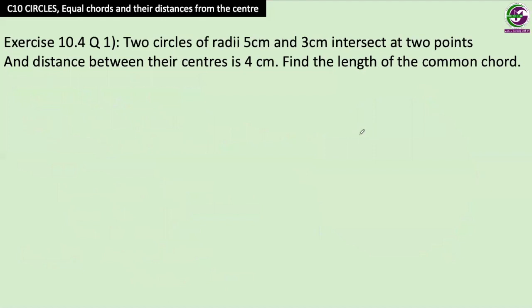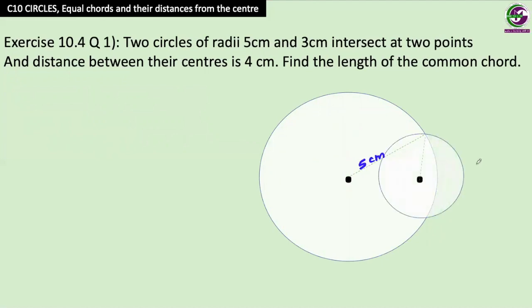Moving on to the exercise, question 1. Two circles of radii 5 cm and 3 cm intersect at 2 points. So we have a circle of 5 cm radius and another circle of radius 3 cm. Let's write it here, 3 cm. And why is the center taken inside? Because the distance between the centers is 4 centimeters. The distance from the center of the large circle to the boundary of the circle is 5. The distance between the centers is 4, which means the center of the second circle should be inside.